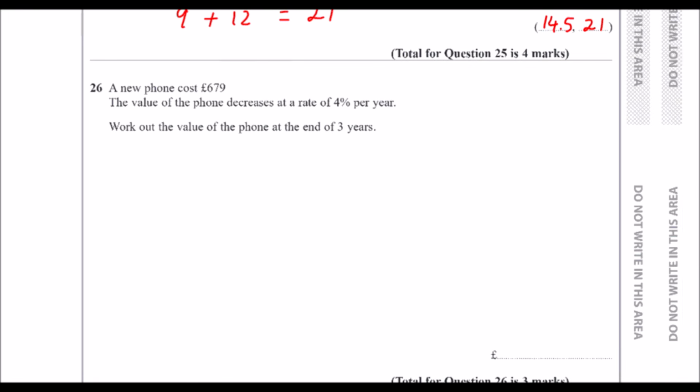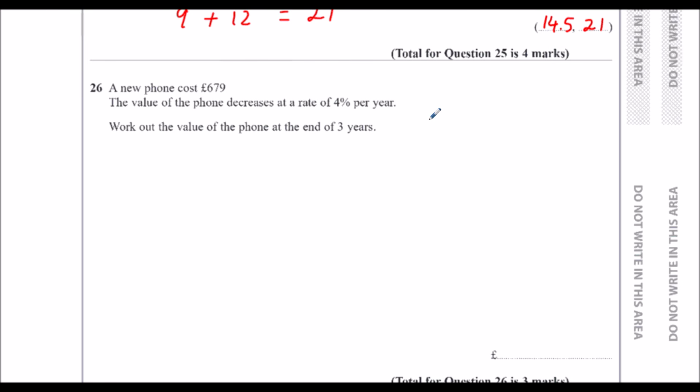Question 26. A new phone costs £679. The value of the phone decreases, goes down, at a rate of 4% per year. Work out the value of the phone at the end of 3 years. So we're taking off 4% every year.